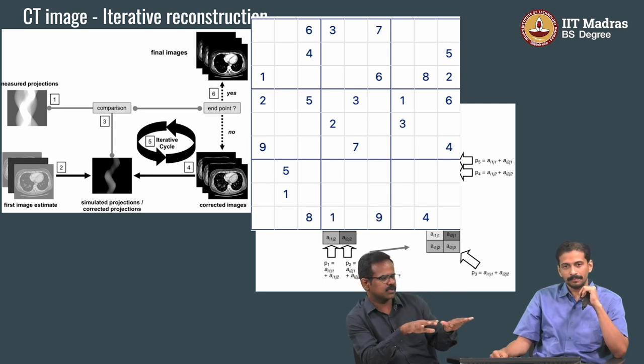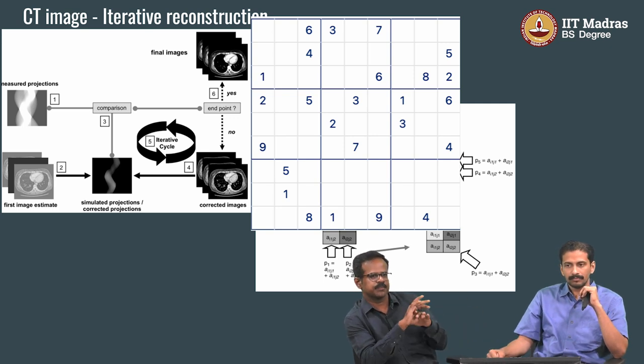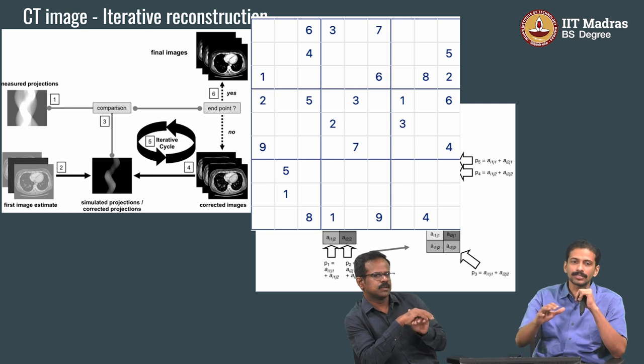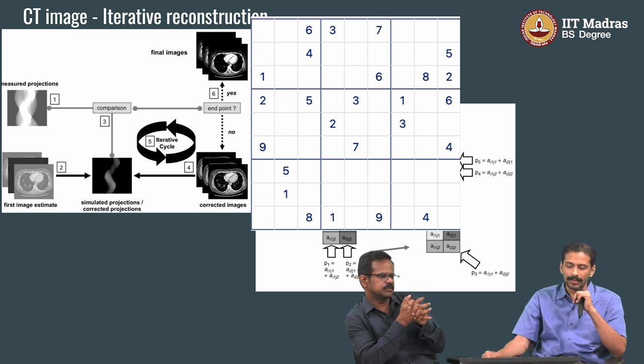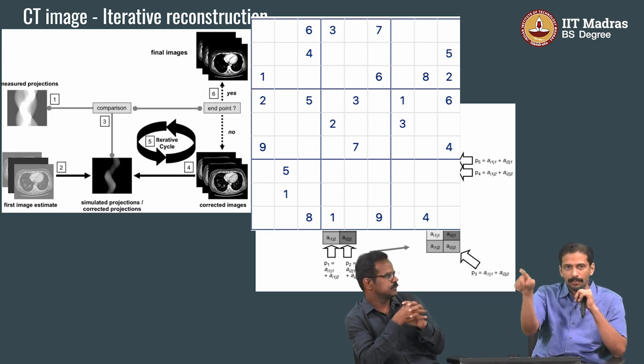The purpose is not to make you understand every step of it, just that there is a scope here. We are introducing this reconstruction because there is a scope for AI here. People are working on it. That's the reason we are introducing this. So this is a map of this.